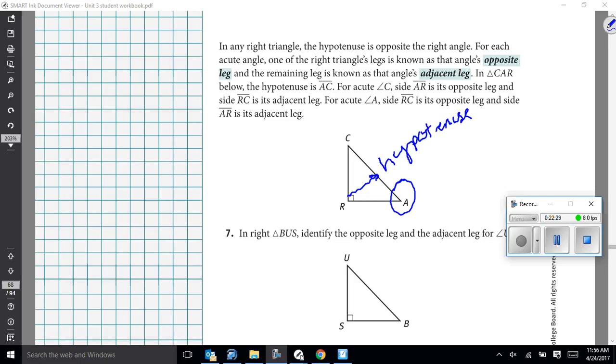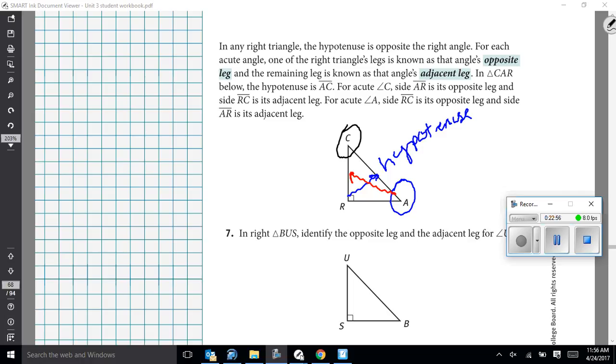So angle A is holding hands with its adjacent side. So the adjacent side is AR. And across the way is the opposite. They can wave at it because it's opposite the triangle. So the opposite side is CR. If we're looking at angle C, it's holding hands with its adjacent side. So what's its adjacent side?